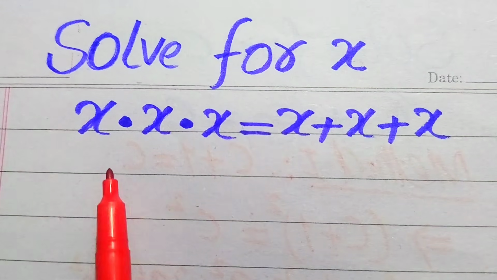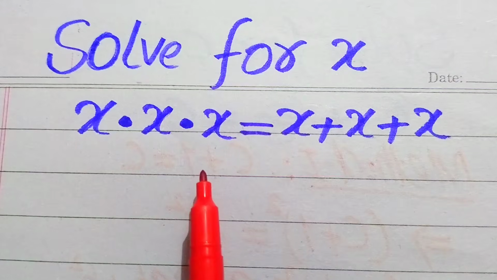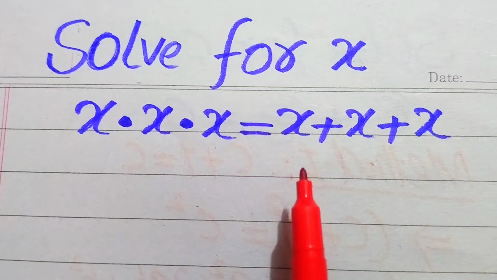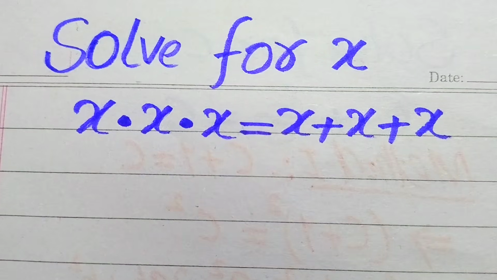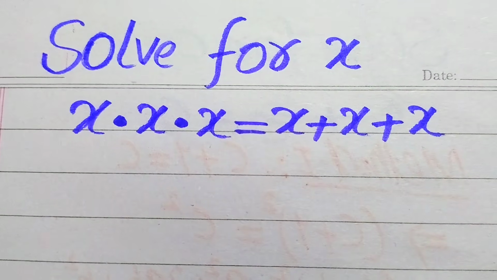So here we have this equation: x times x times x equals x plus x plus x. We solve this problem for all the values of x. We need to find all the roots of this equation, and at the end we will verify which of the roots are solutions and which of the roots are extraneous roots. Now we move towards the solution of this problem.